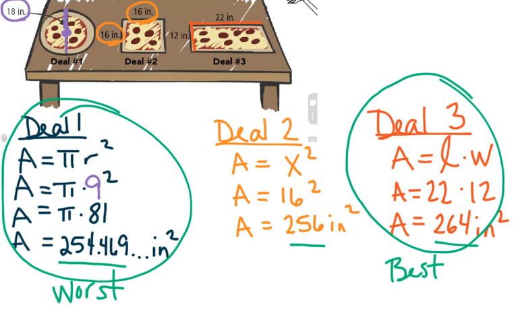So here is a case where we had to compare irrational numbers with rational numbers. Deal 1 was an irrational number because the area of a circle has the number pi in it. When you multiply a number by pi, usually you get an irrational number. The other numbers were rational. 256 and 264 are rational numbers.